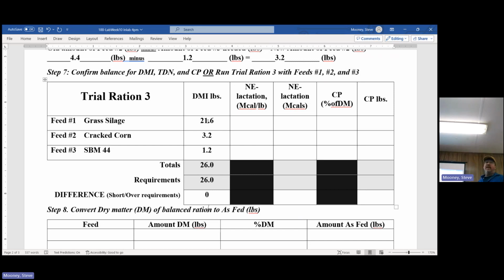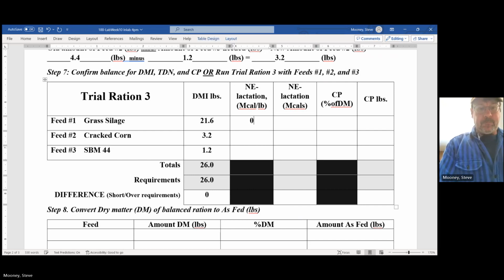These two from table 2 or step 2. These come from this times this gives you this. This times this gives you this. To get these, this times this gives you that. This times this gives you that. Total everything up, compare it to requirements from step 1, and find our differences. So take a crack at those.